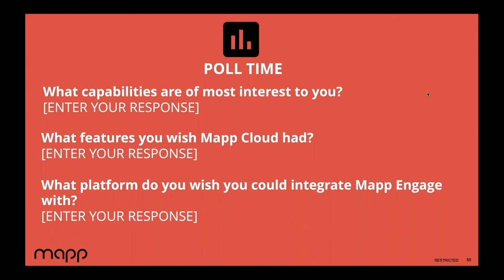This is a really interesting question too. Could rich push be used in conjunction with a location trigger, i.e. sending a map of a building or terminal when near the premises?